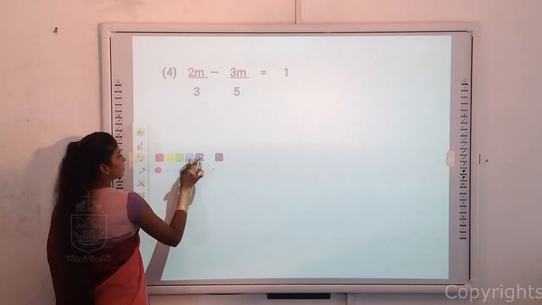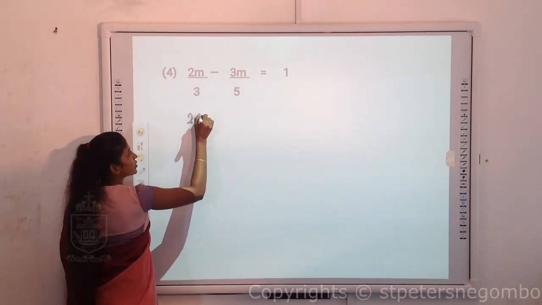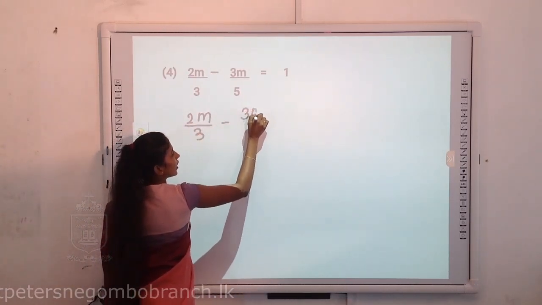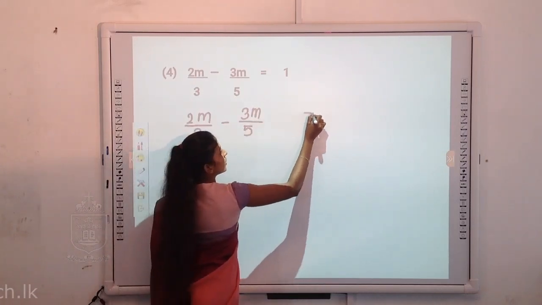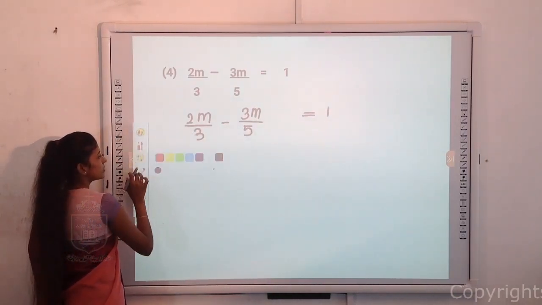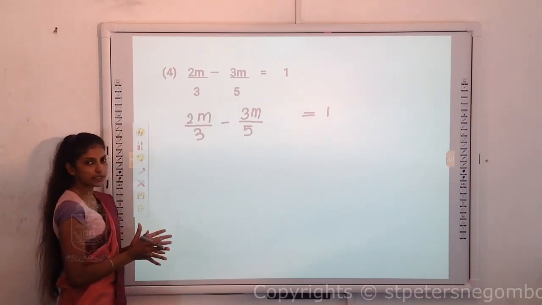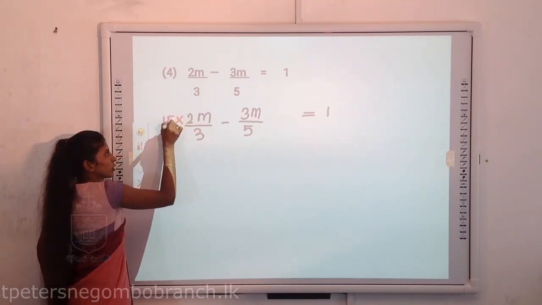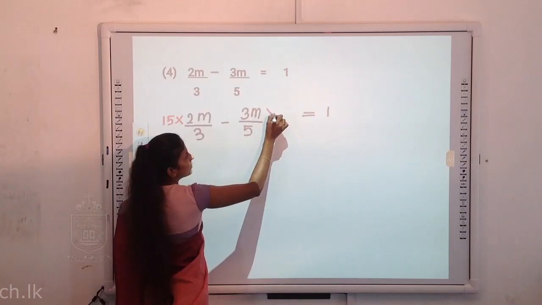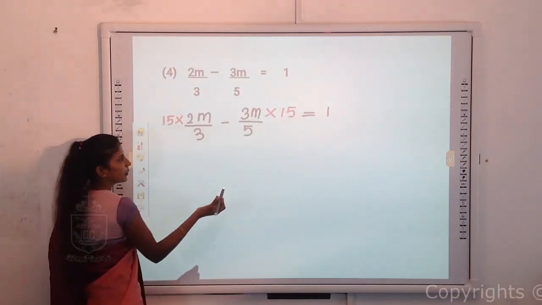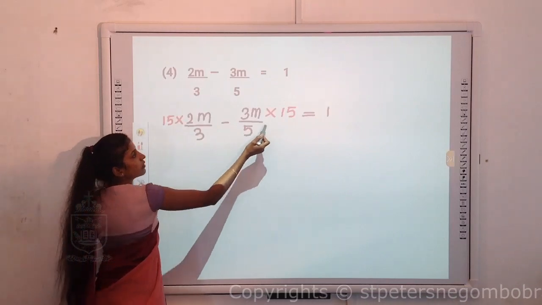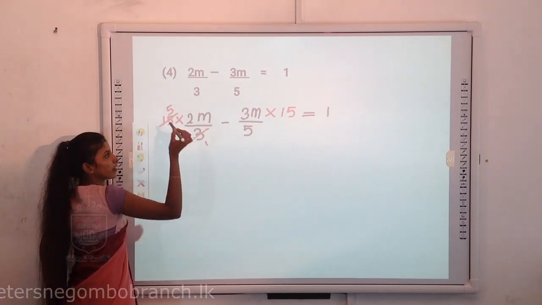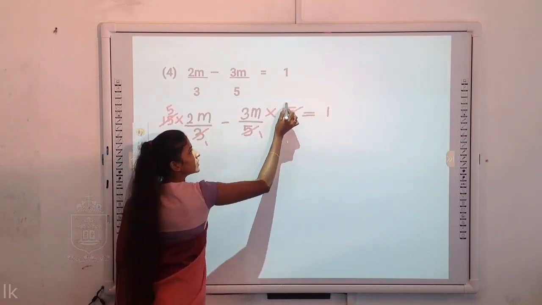So here the algebraic fraction is 2m over 3 minus 3m over 5 equals 1. So the LCM is 15. Therefore, we are going to multiply both fractions by 15. Both fractions are multiplied by 15. Once you multiply, what will happen? This denominator can be cancelled: 3 times 1, 3 times 5; 5 times 1, 5 times 3.